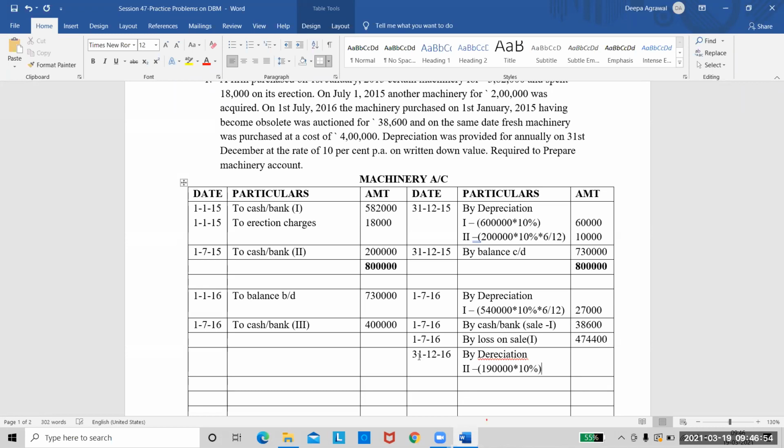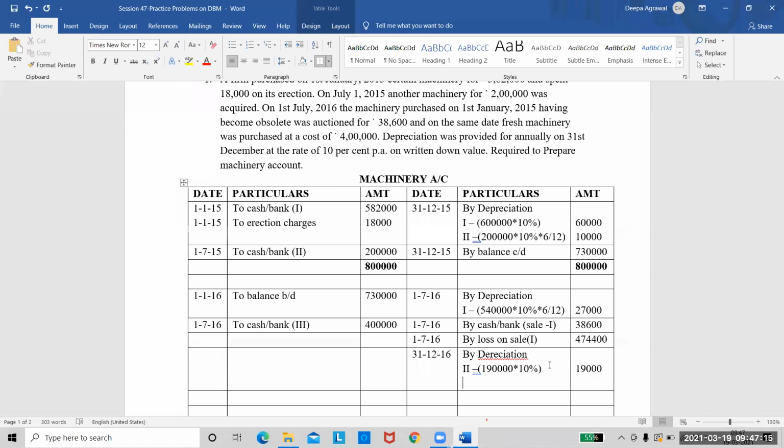Think and tell me quickly. The second machinery was 2 lakh rupees. We provided first depreciation for 10,000. So subtract that, you will get 1,90,000. So 1,90,000 into 10% would be 19,000. And then we also have the third machinery, right?